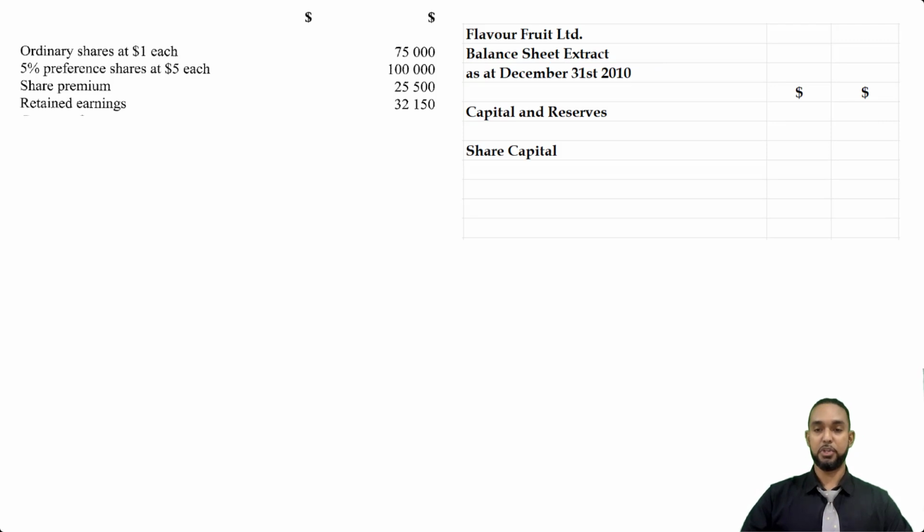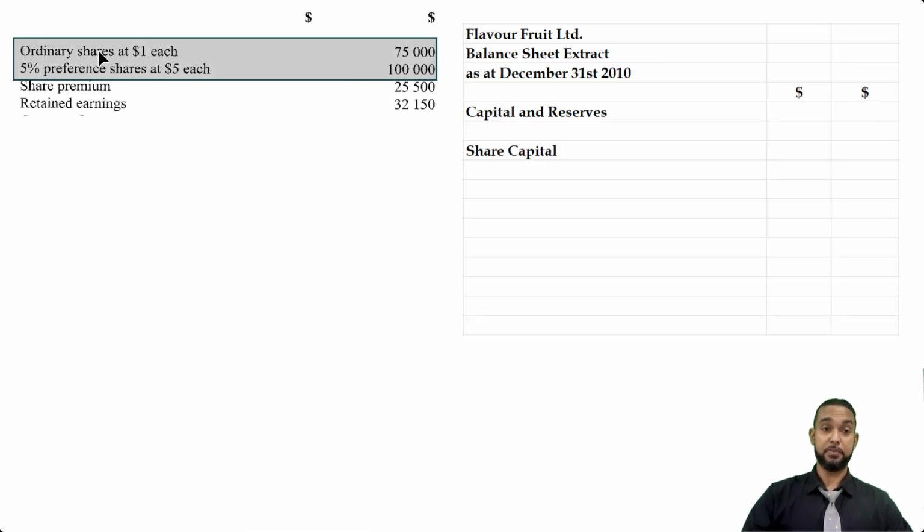So we're going to start with the share capital. Now, the share capital figures, the par value figures, can be found as the first two items in the trial balance. Ordinary shares, 75,000, 5% preference shares, 100,000. So all we have to do is put those figures in. Ordinary shares, preference shares totaling 175,000. Now we put the reserves.